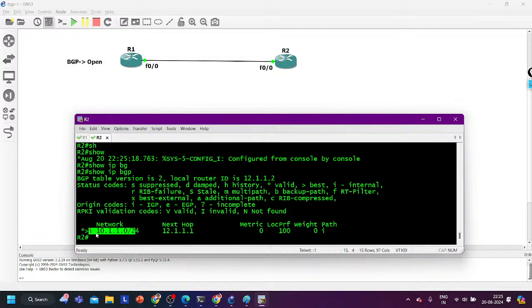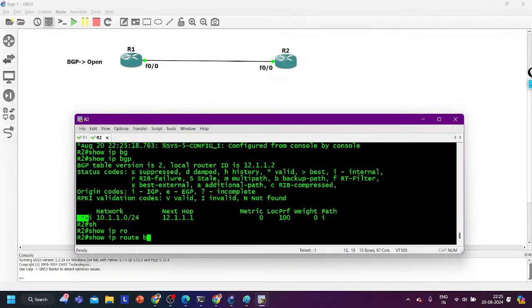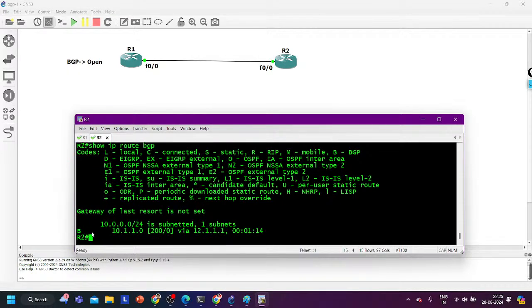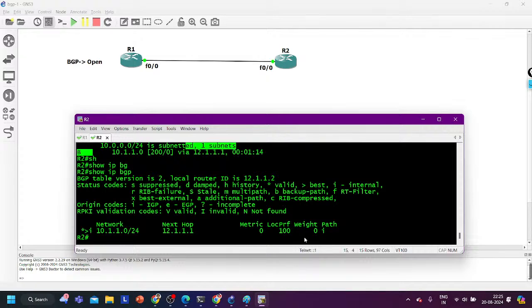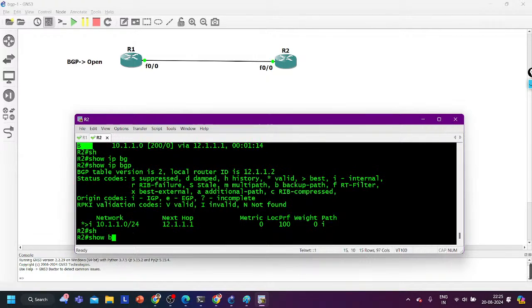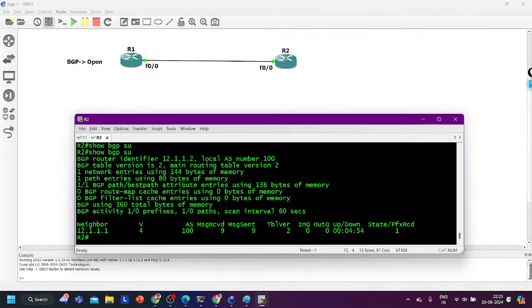And this network is best as well as valid, so it will install it in the routing table as well. So show ip route bgp, you can see, right? And show ip bgp summary. Here also you can see it has received one prefix from its neighbor, from this neighbor 12.1.1.1.